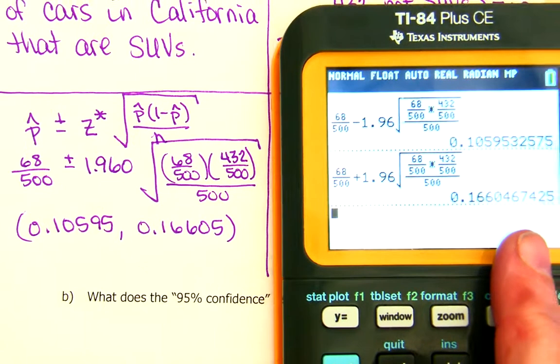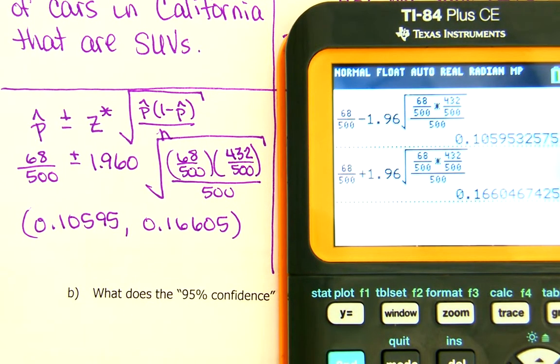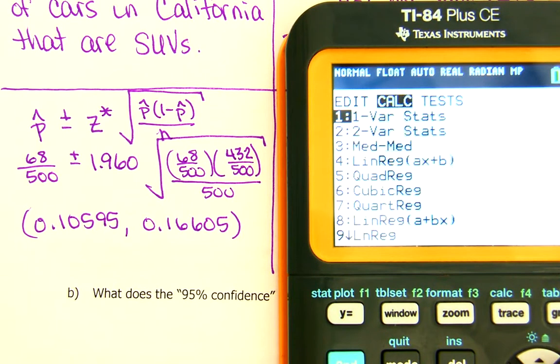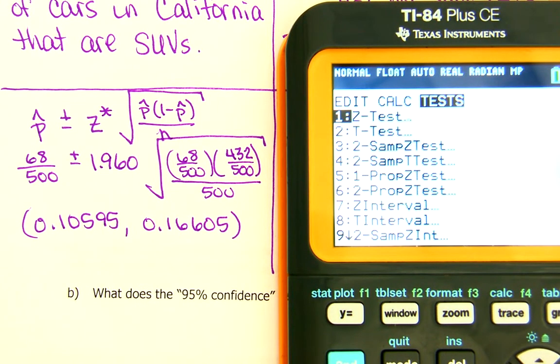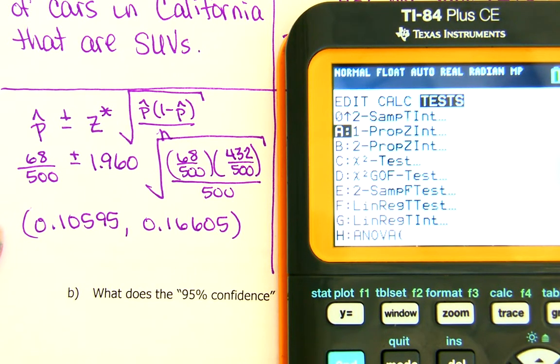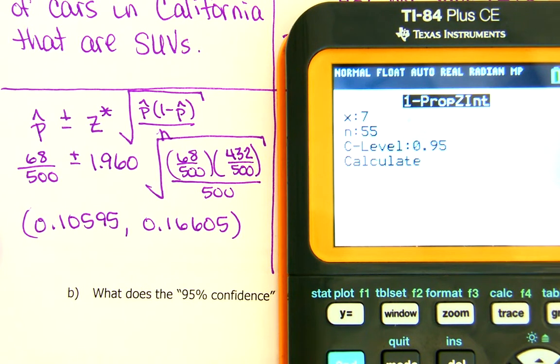Now, if I'm going to do this just on the calculator, I would go to Stat and then over to Test. And then for the Z, I go all the way down, or you can just go up, maybe shorter, to 1 prop Z int. My X is how many SUVs did I have in my sample, so that's 68. N is what is my sample size, 500. I want a 95% confidence interval, so I leave that 0.95, and then just calculate.